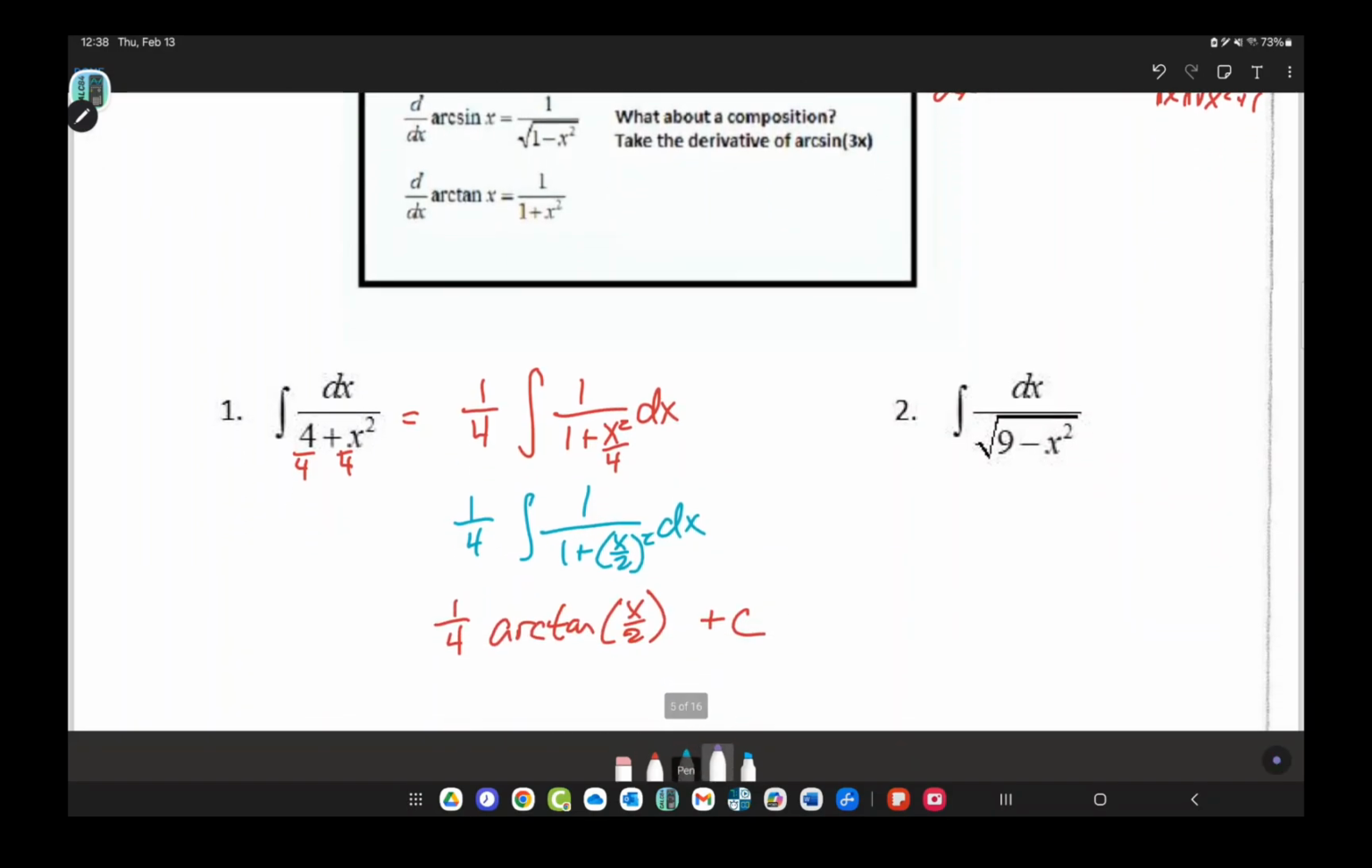All right. Now, what do I want to factor out for number 2? What I'm actually going to factor out is 1 over the square root of 1, because it's in the square root. Which gives me 1 over the square root of 1 minus x squared over 9 dx. What's the square root of 9? 3. The integral of 1 over the square root of 1 minus x over 3 squared.